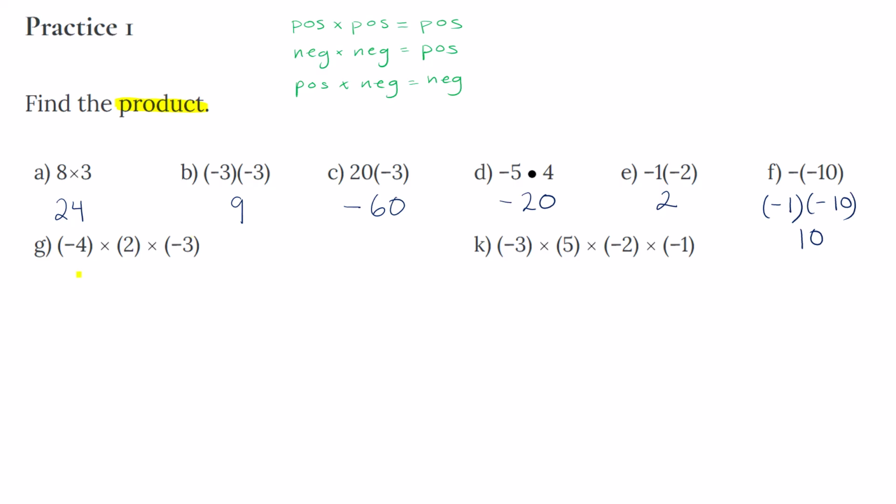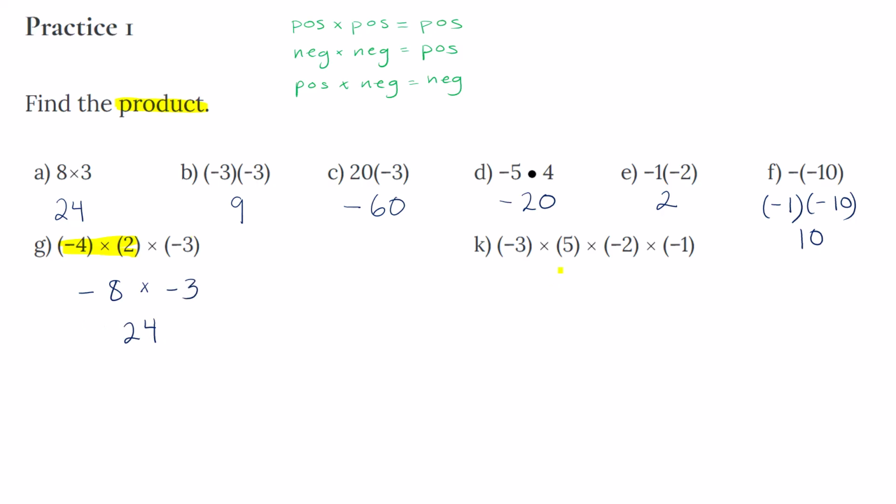When we're multiplying more than two numbers together, like in G and K, it honestly doesn't really matter which order you multiply the numbers in. But I'm going to work from left to right just to help me keep track of everything. So I'll start with negative 4 times positive 2. So it looks like I would get negative 8 multiplied by negative 3. And putting those together, I'd get positive 24.